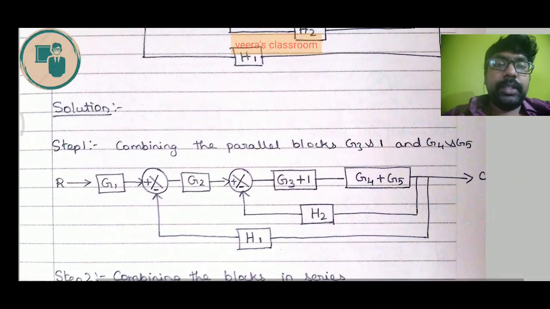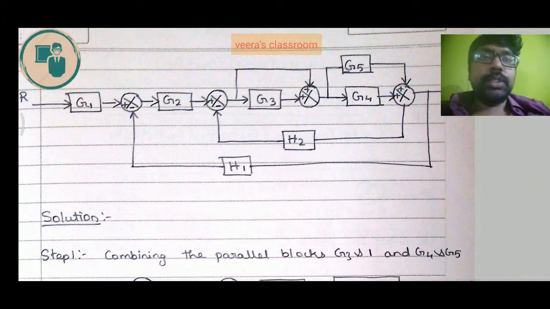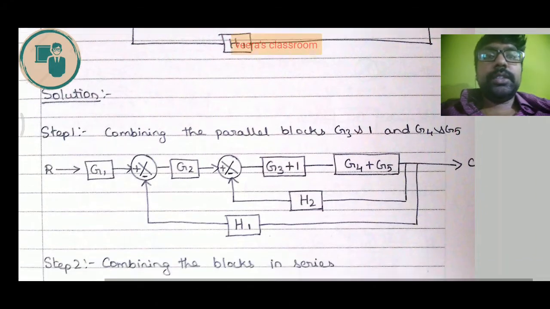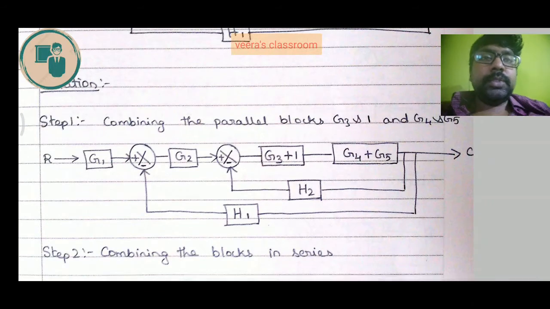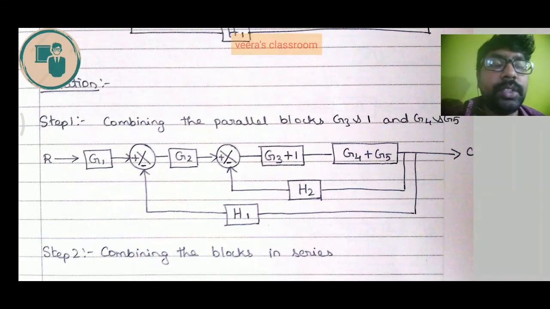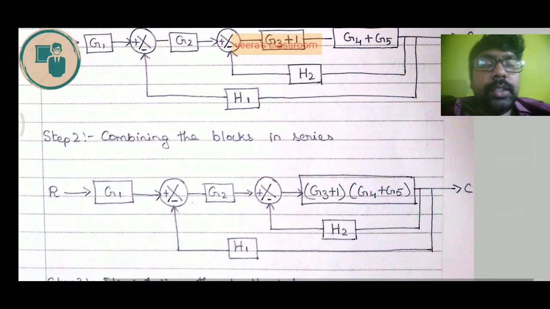When combining the parallel blocks, it is going to be addition, because the summing point value of both the terms is positive. So it's G3 plus 1 and G4 plus G5. The next step is the series of G3 plus 1 and G4 plus G5, so we will just multiply those two terms. It is G3 plus 1 into G4 plus G5. So this is step 2, and step 2 has been done.